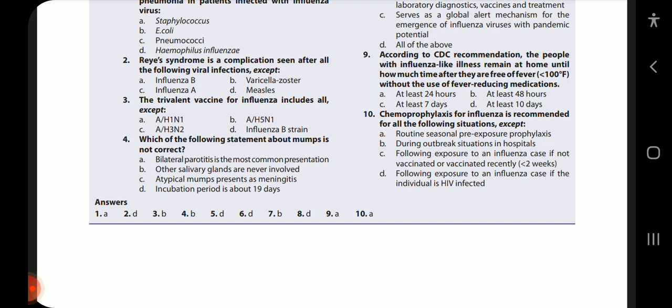Now, chemoprophylaxis for influenza is recommended for all situations except routine seasonal prophylaxis. No, this is not required. During outbreak situations, yes. For exposure to an influenza case if not vaccinated or vaccinated recently, yes. And following exposure to an influenza case if the individual is immunocompromised, like HIV. Okay, so this completes our chapter on influenza and all the myxovirus infections.